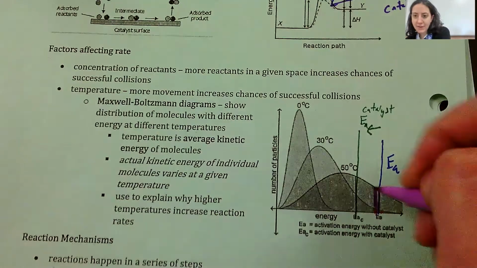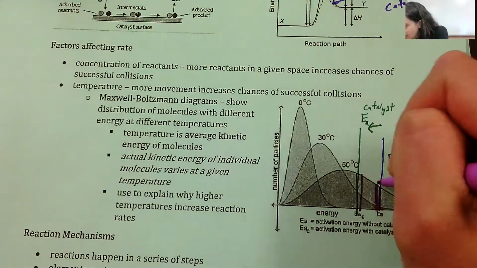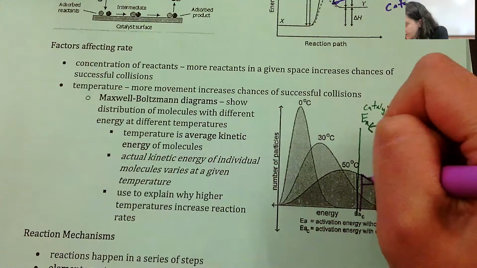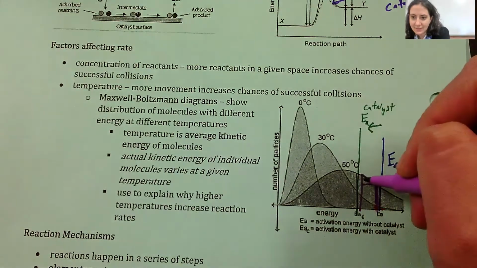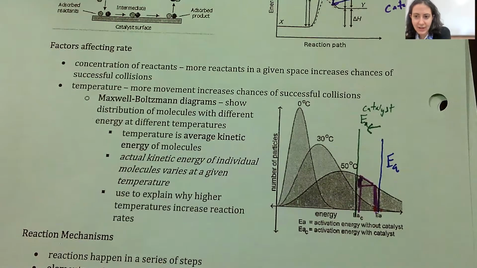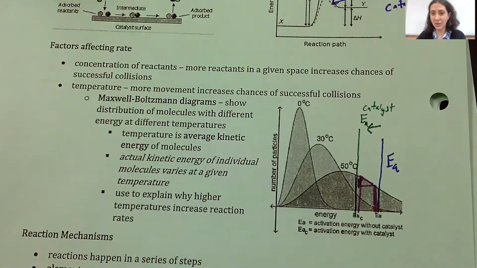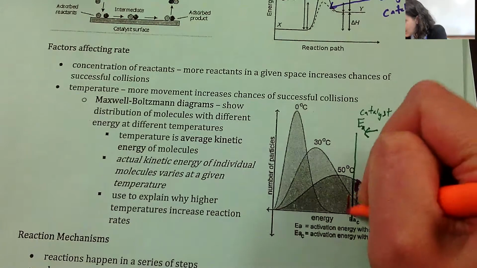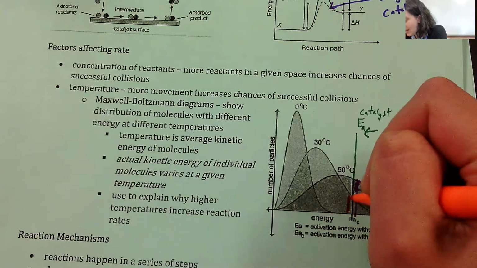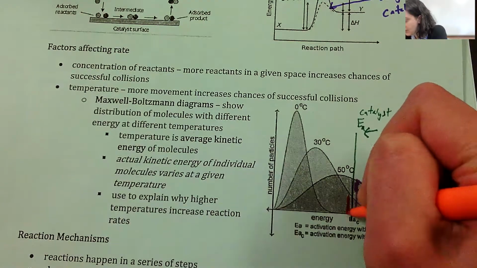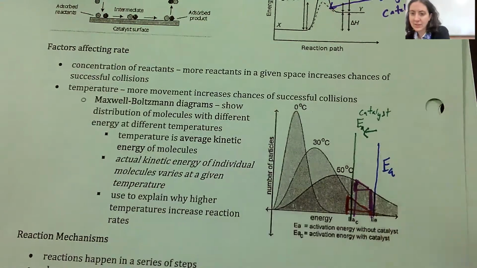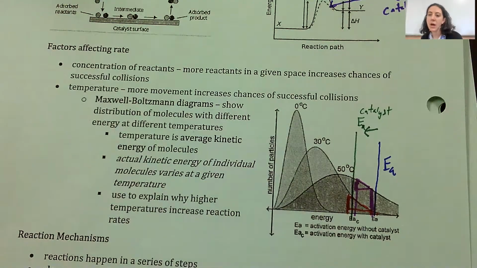So like at 50 degrees, I mean, it's a ton more. Look at that difference right there, all those extra ones that are able to move. Even at 30 degrees, I think we would actually start seeing this reaction occur, as opposed to before. There's a lot more that are actually happening. So it's good to be able to analyze these diagrams. Okay, another way of looking at it, there's lots of different graphs, two that we've gone over so far.